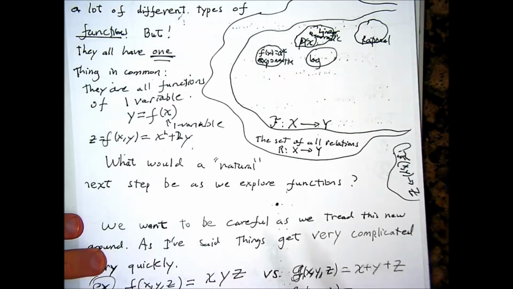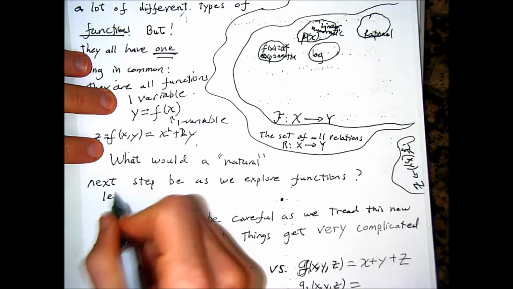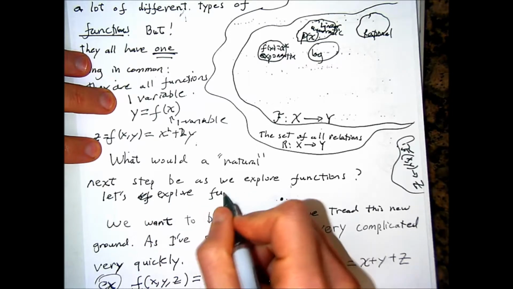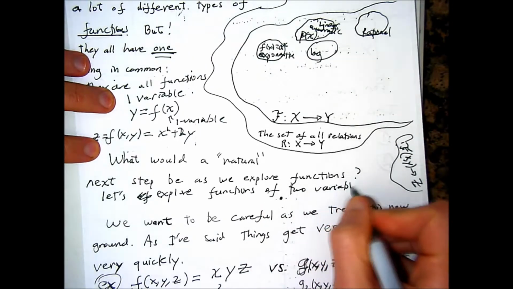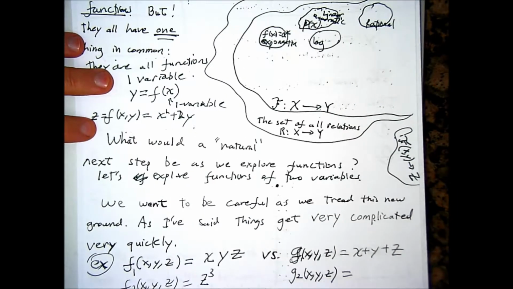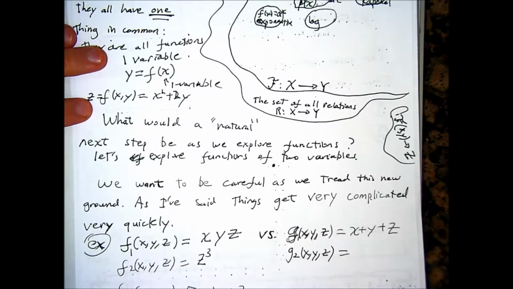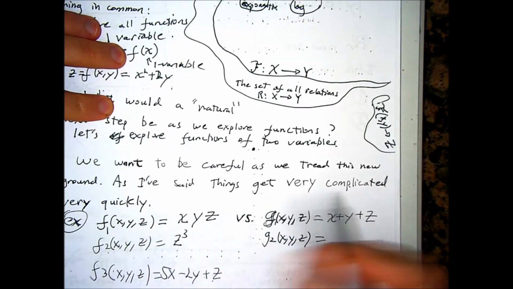So I asked what would be a natural next step as we explore functions, and the answer might be: let's talk about functions of two variables. We want to do that, but we have to be careful how we tread that ground because that gets really ugly, really complicated, really fast. I know I keep saying that, but it's true. I even wrote it here. As I've said, things get very complicated very quickly.